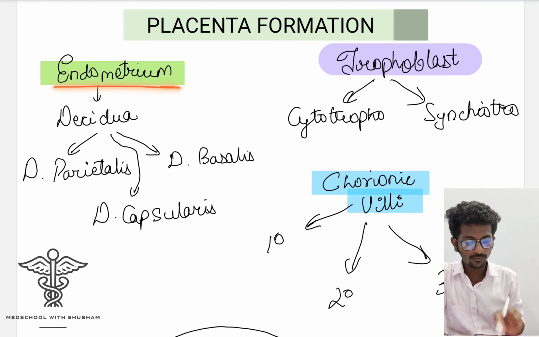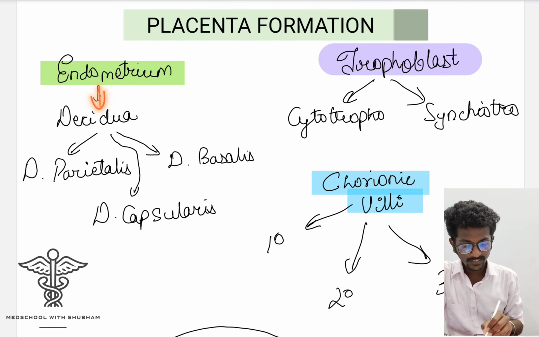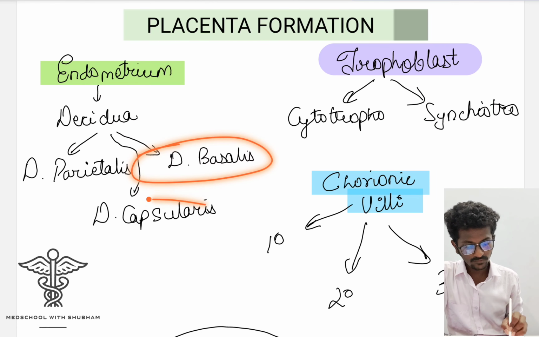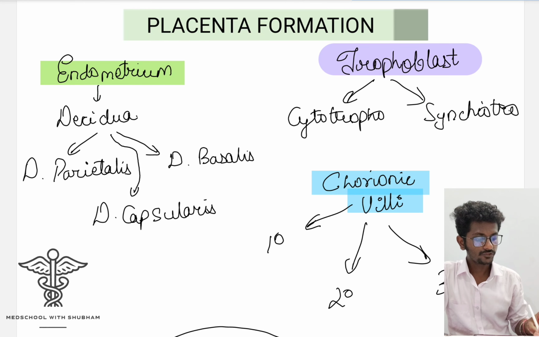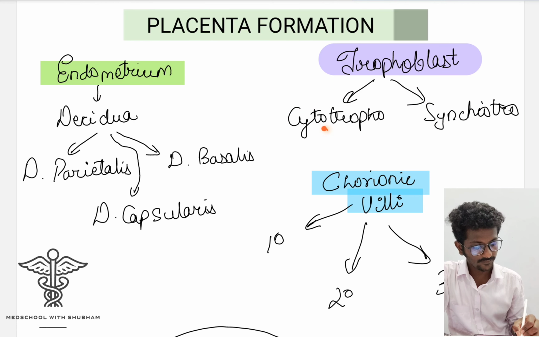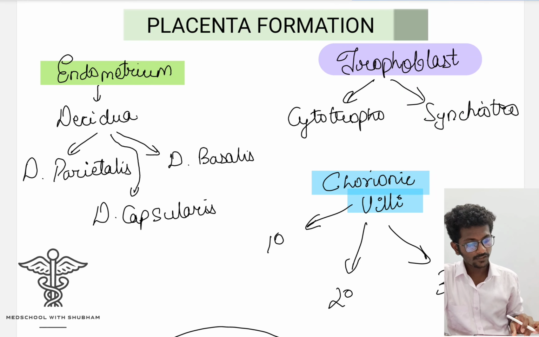So the first is endometrium. So the endometrium after implantation is called as the decidua. And there are three types of decidua: decidua basalis, decidua capsularis and decidua parietalis. Trophoblast. So the trophoblast is further differentiated into the syncytotrophoblast and the cytotrophoblast. Cytotrophoblast was the one in which the cell membrane was present, and syncytotrophoblast was the one in which the cell membrane was absent.